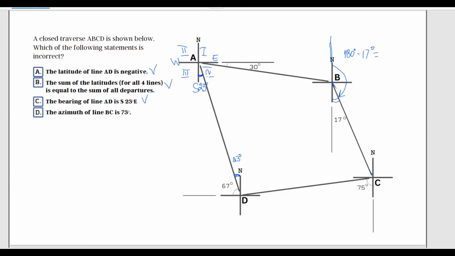So this is going to be an angle which is greater than 90 degrees, but the statement says the azimuth is 73, which is less than 90 degrees. So D is our incorrect statement, which means D is our choice for this problem. Great, let's move forward.